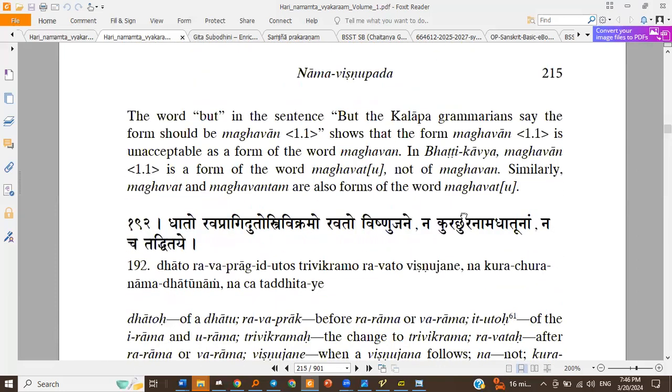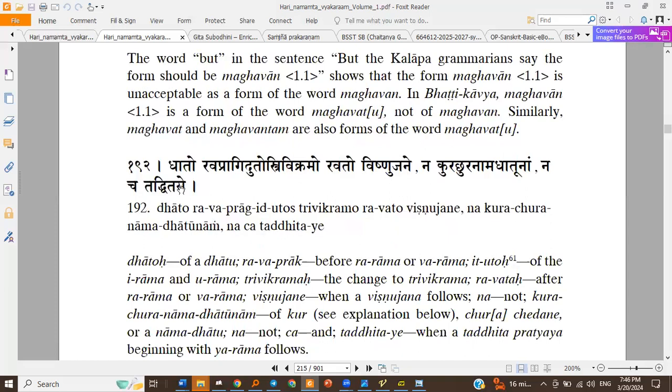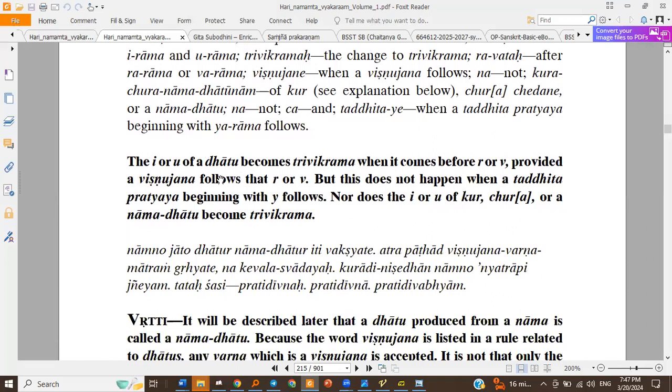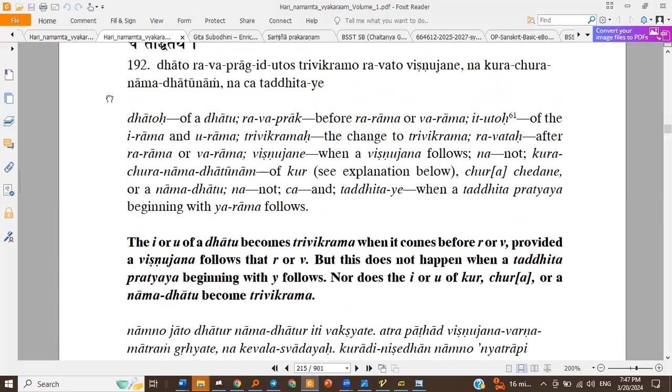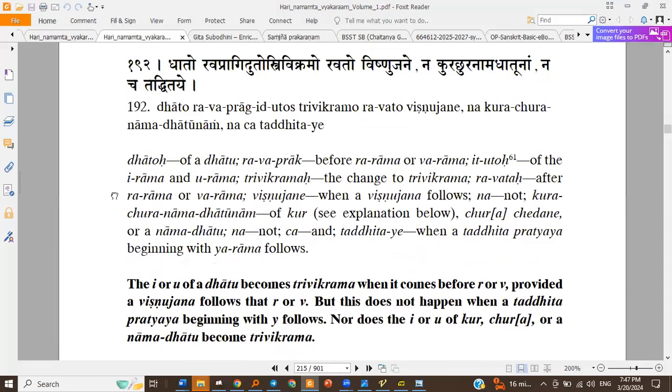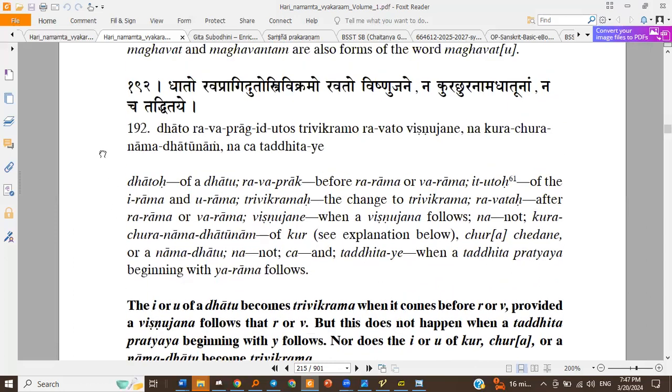And then when Shas follows, Dhato Rava Prag Yuduto Srivikramo Ravato Vishnu Jane Na Kurchura Nam Dhatu Nam Na Chatadhita Ye. The E or U of a Dhatu becomes Trivikrama when it comes before Ra or Va, provided a Vishnu Jana follows. Okay, we'll do it tomorrow. This is a little technical. So yes, you can meanwhile practice these sutras, the forms, and then we'll present Pratidiva.